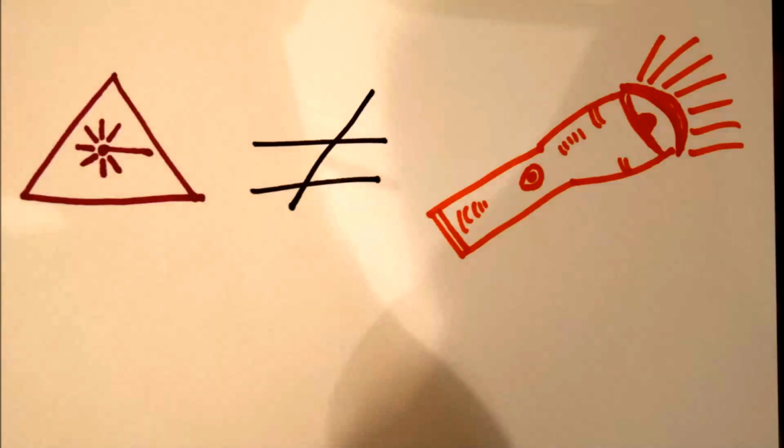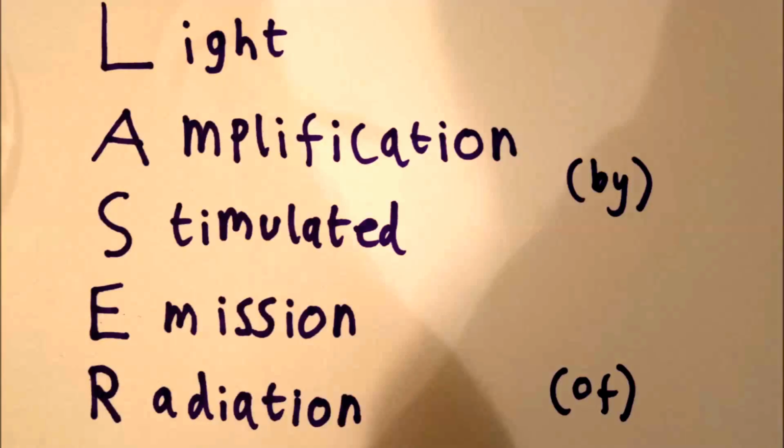But what makes a laser a laser? What makes it different from a torch with a bit of coloured plastic in front? Well, lasers use a concept called stimulated emission to amplify light, which is actually where the word laser comes from. Light amplification by stimulated emission of radiation. What does stimulated emission actually mean though?